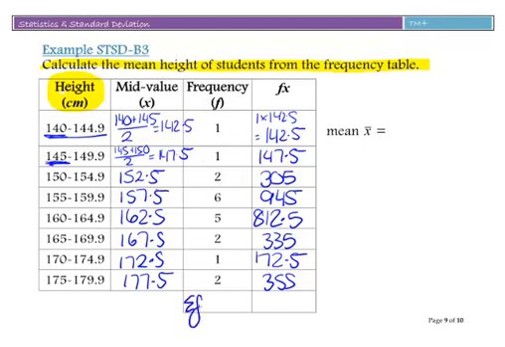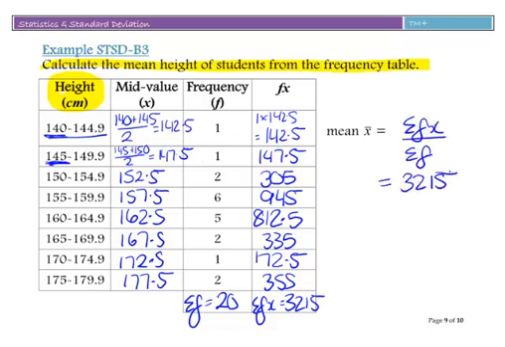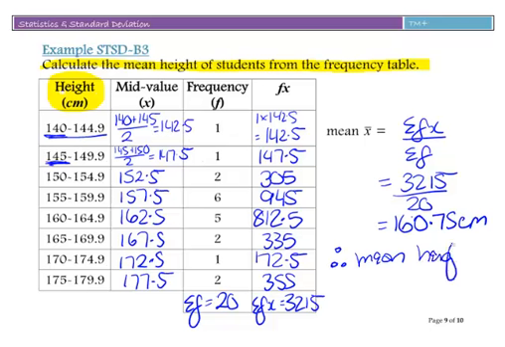We now need to find the sum of our frequency column. So if you add up all these values you get 20, and then the sum of our fx column. So if you add up all these values you get 3,215. From there our mean is the sum of fx over the sum of f, so that's 3215 divided by 20, which gives us 160.75 centimetres. So you would say therefore the mean height was 160.75 centimetres.